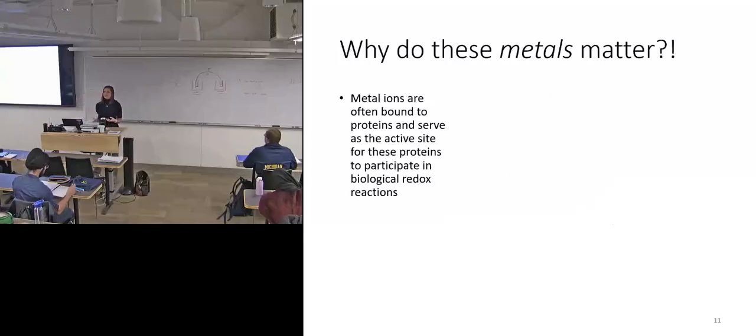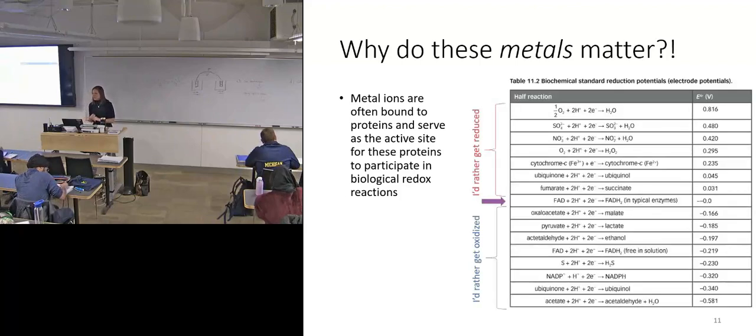Why do these metals matter? Why are we doing the metal examples when we are concerned with biological situations? All right, so metals are totally relevant because they are often bound to proteins, and they are the active site on the protein where a biological redox reaction occurs. Okay? So here's an example of biochemical standard reduction potentials, or half reactions.